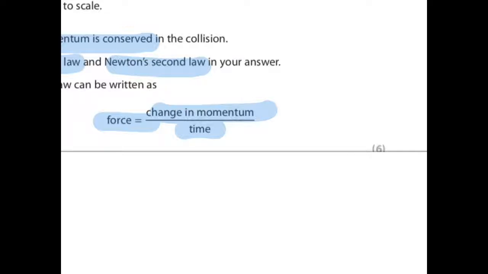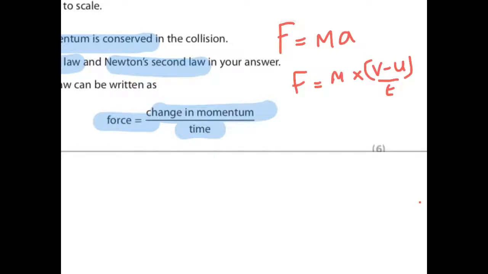Well, if you remember Newton's second law, you better know it as F equals ma. Now, if you think about it, another way of saying that is F equals mass times a change in velocity over time, because that is an acceleration, a change in velocity over time.